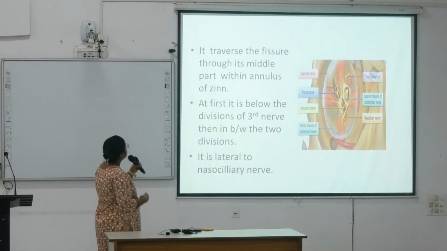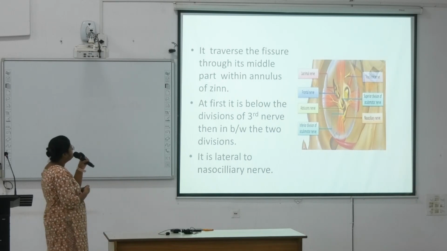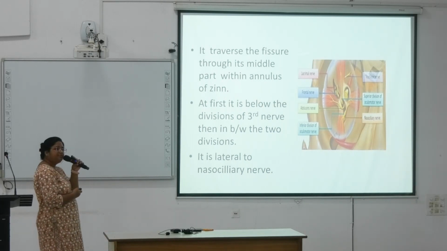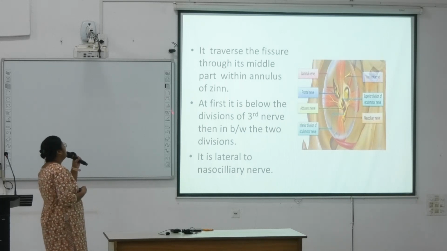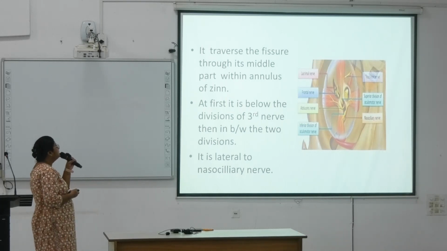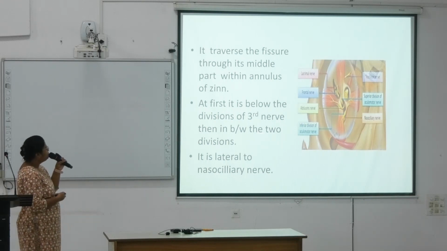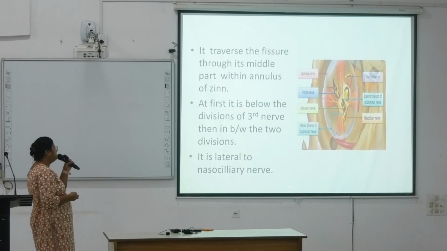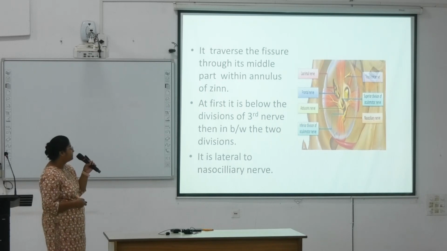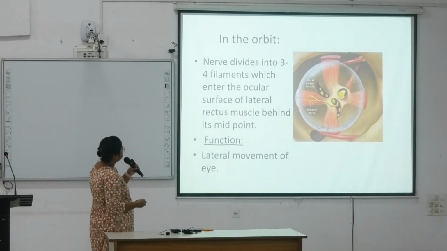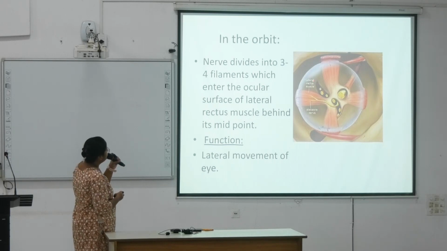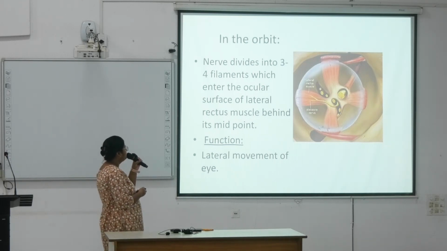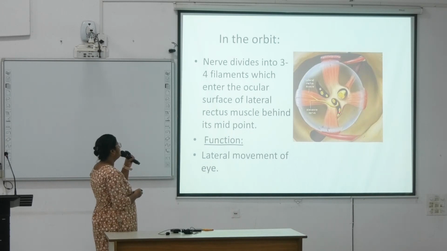Next, it traverses the fissure through its middle part within the annulus of Zinn. We have discussed, seen in the previous picture. At first, it is below the division of the third nerve and then between the two divisions of the third nerve, superior and inferior, and it is lateral to the nasociliary nerve. See here, this is the abducent nerve. Two divisions of the oculomotor nerve, and here is the nasociliary nerve.